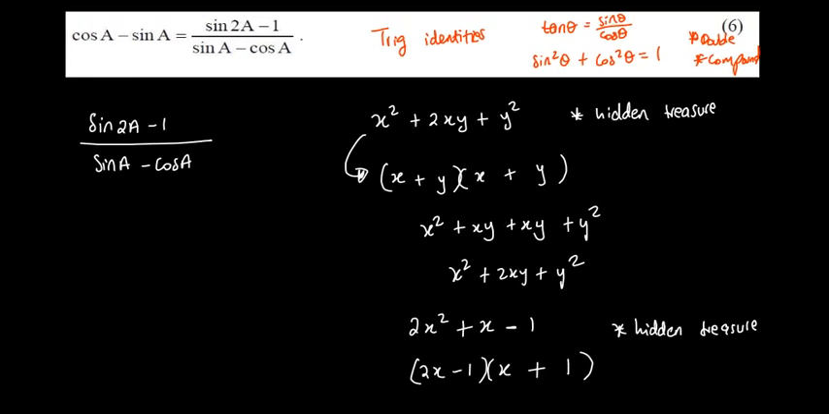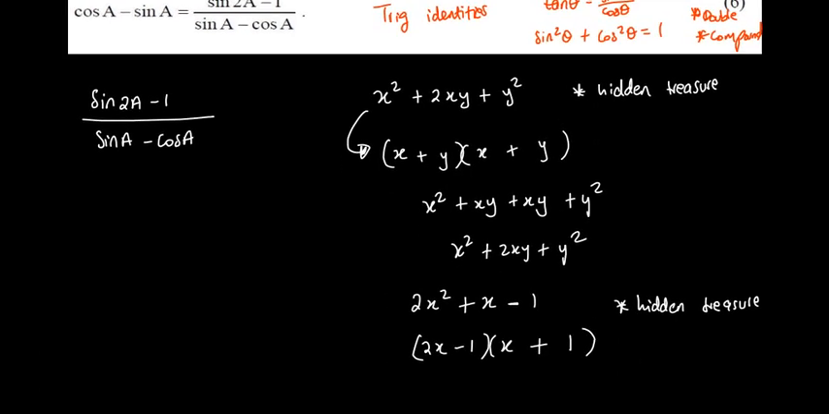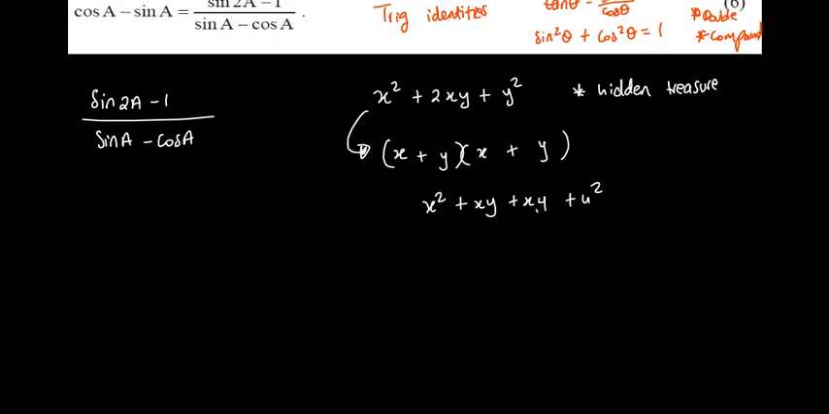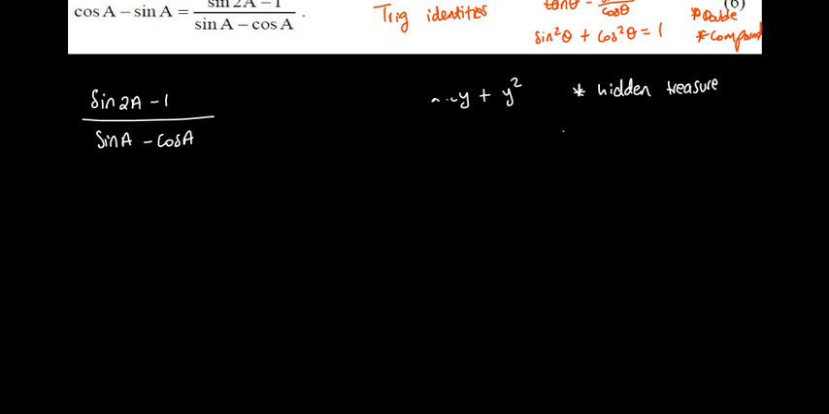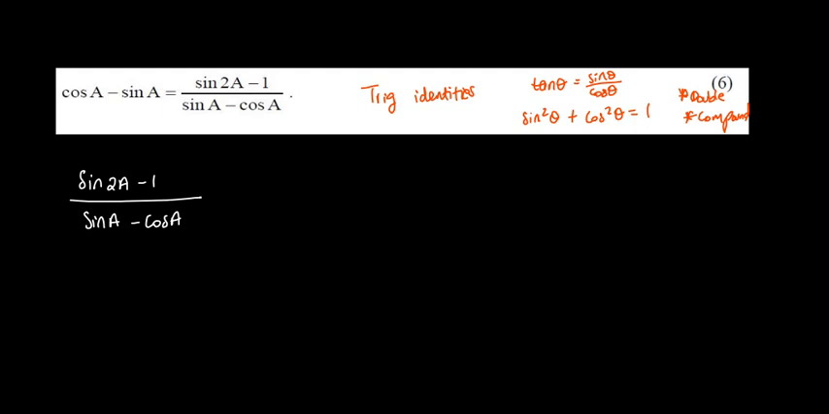Alright, so enough about my hidden treasures. Let's see how we can do the problem. Like I said to you, you're going to work with one side. So this is the right hand side, so you write that the right hand side is this. Now, good people, since you have sine 2a, there is no way that you are not going to expand it to 2 sine a cos a.